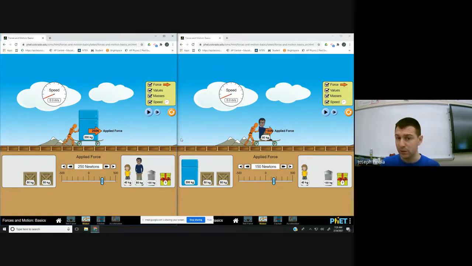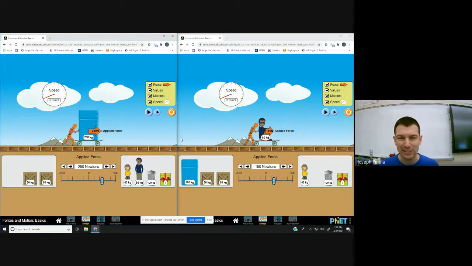So some folks might think that the refrigerator will have a bigger acceleration because there's a bigger net force acting on it. Whereas other folks might say that the man will have a bigger acceleration, and that's because he has a lower mass. So which is it? Which one is going to increase its speed at a quicker rate and therefore have a bigger acceleration?